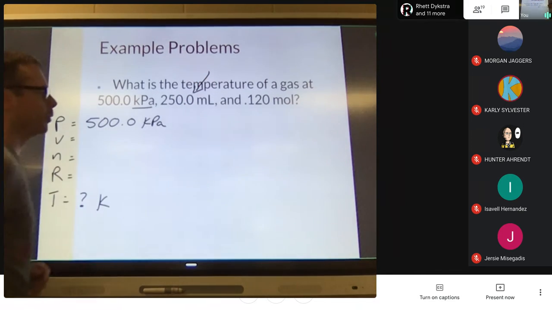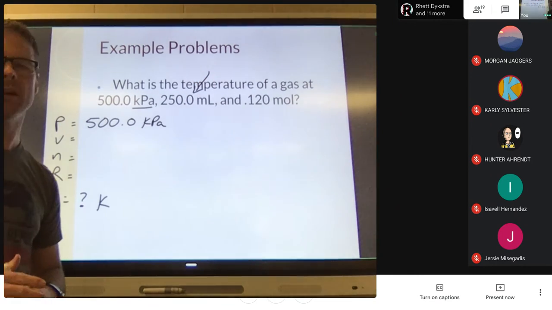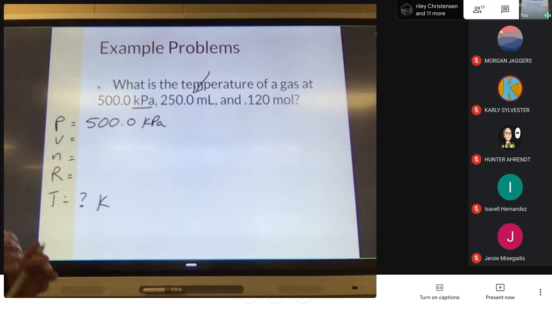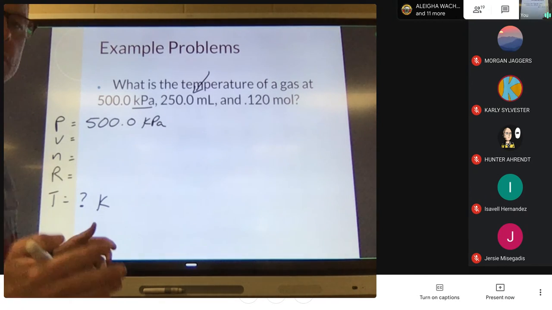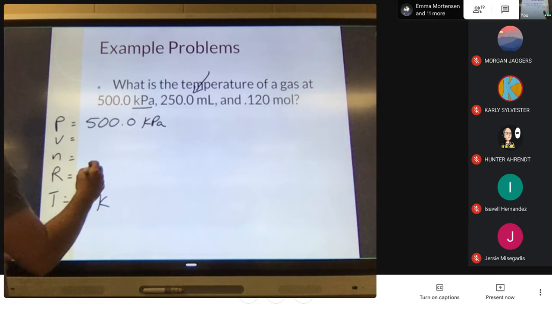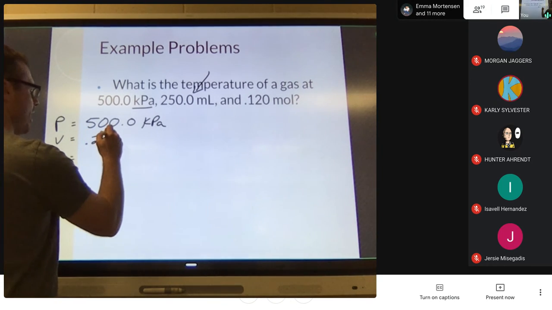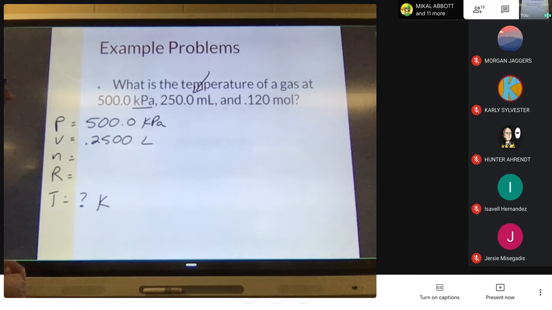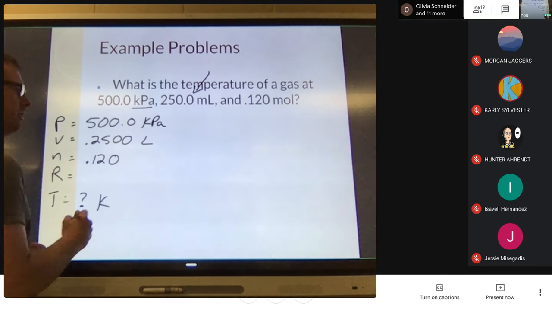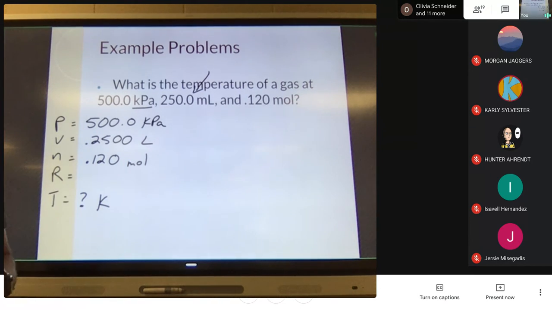Now, before we put that down here, we have to deal with it. The reason is because the gas law that we're using, the ideal gas law, has to be in liters because of that stupid constant that we're using. So 250 milliliters to liters, you would divide by 1,000. 250 milliliters divided by 1,000 is 0.2500. We're going to try to keep the same number of sig figs it has, liters. N is 0.120 moles.